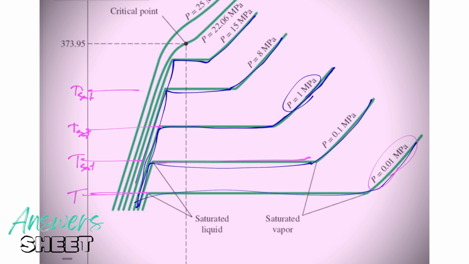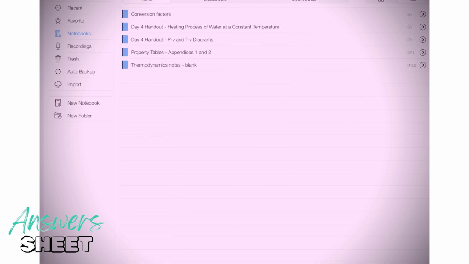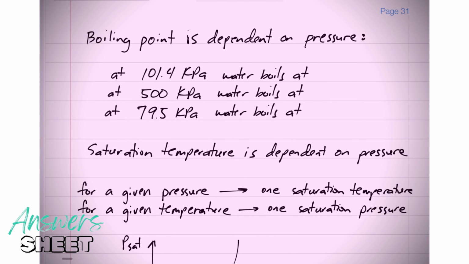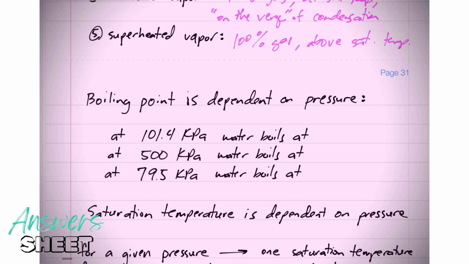Did you know that if you're boiling at a very high elevation, where the pressure is lower, your water will boil at a different temperature? Let's go back to our notes. Did you know that boiling point is dependent on pressure? We're saying boiling point because I think of boiling of water, but we're also talking about saturation temperature being dependent on pressure. We just showed that with all those different pressures with different lines.